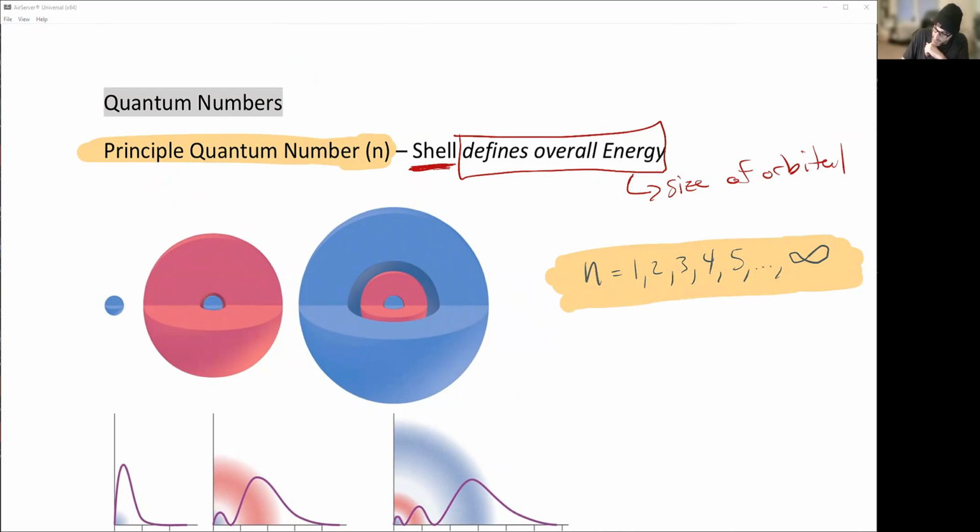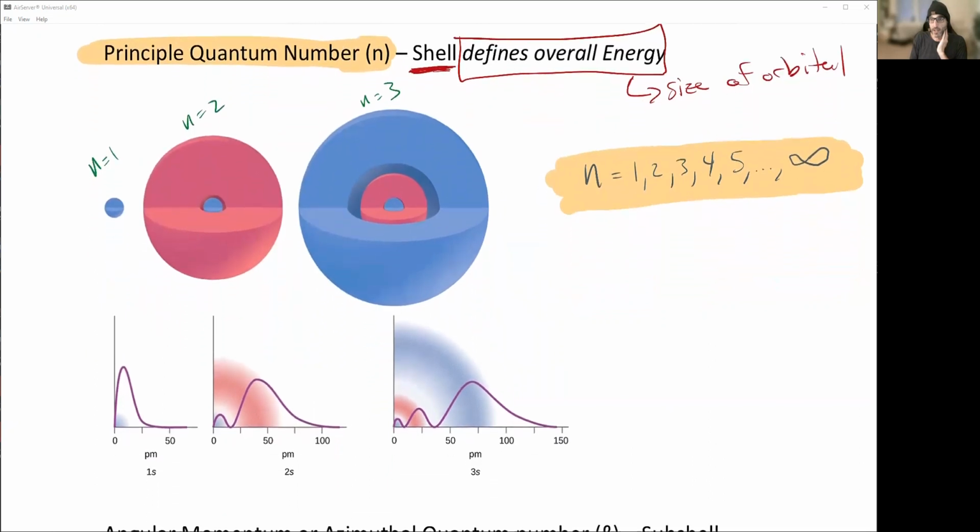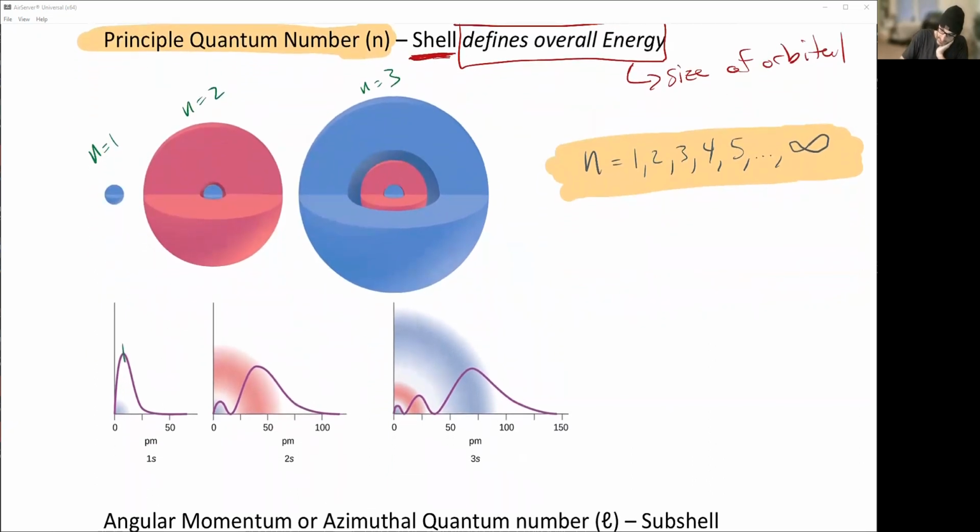What this ultimately means is n equals 1. This is n equals 1. This is n equals 2. This is n equals 3. Notice how it's bigger and bigger in size, with greater and greater energy. In fact, here's n equals 1. That's the proper distance. These are the maximum, or the high probability distances. Notice it's moving further and further away from the nucleus.